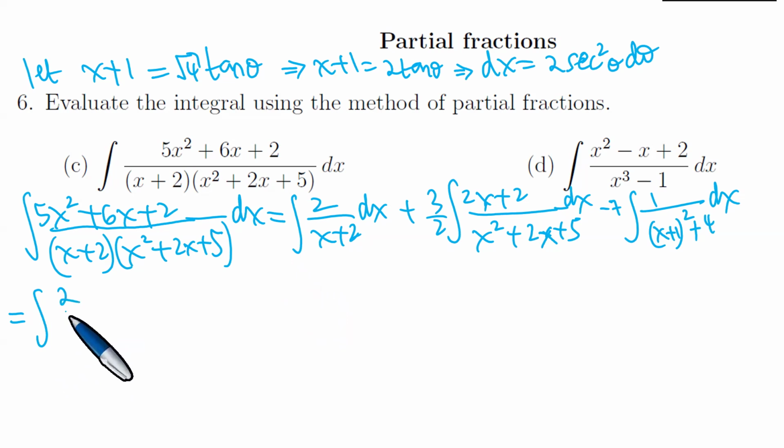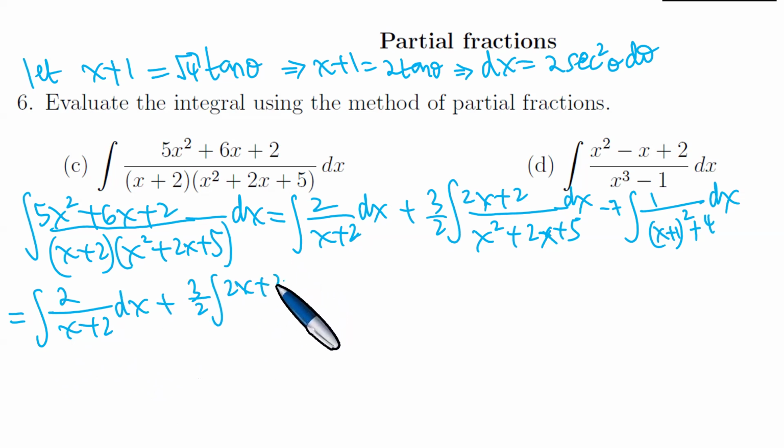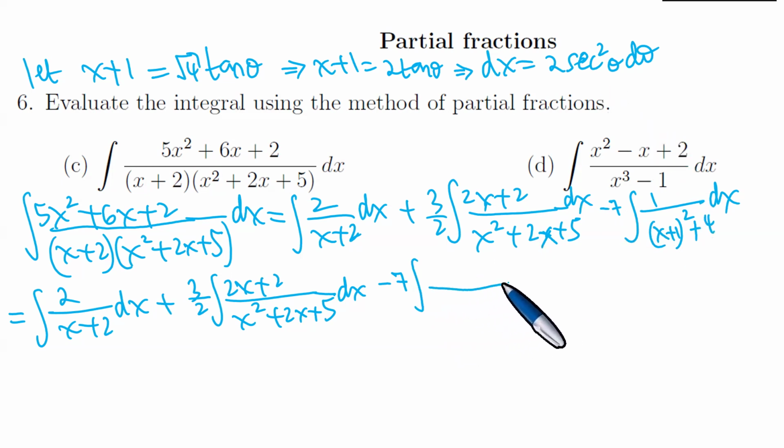Meaning we have actually the integral of 2 over x plus 2 dx, plus 3 over 2 times the integral of 2x plus 2 over x squared plus 2x plus 5, minus 7. Right, and at this point in the denominator, you're going to have exactly, wherever that is x plus 1, you're going to put 2 tan theta, and then you square that. We have the 4. What is dx? dx is 2 secant squared theta d theta.